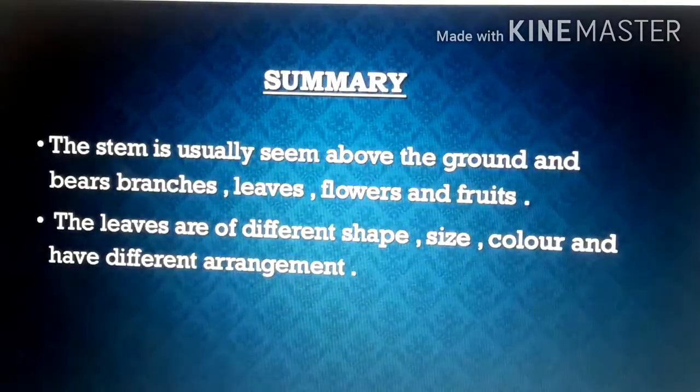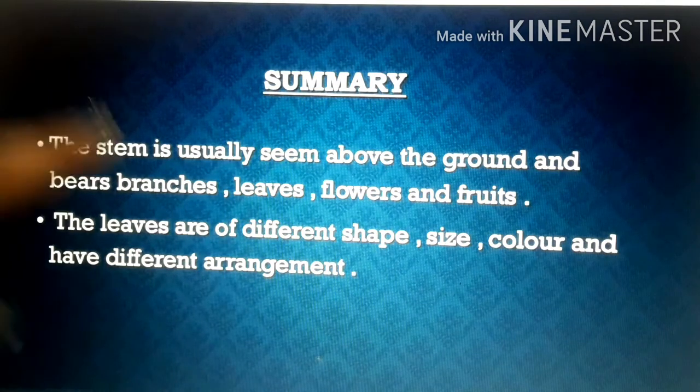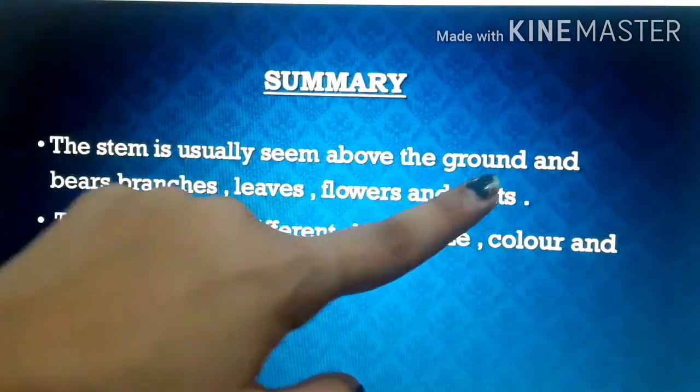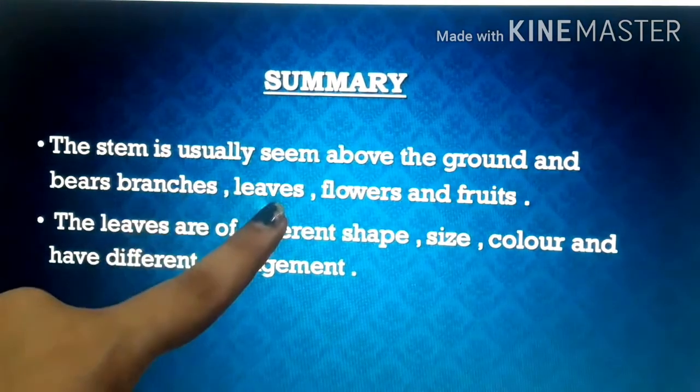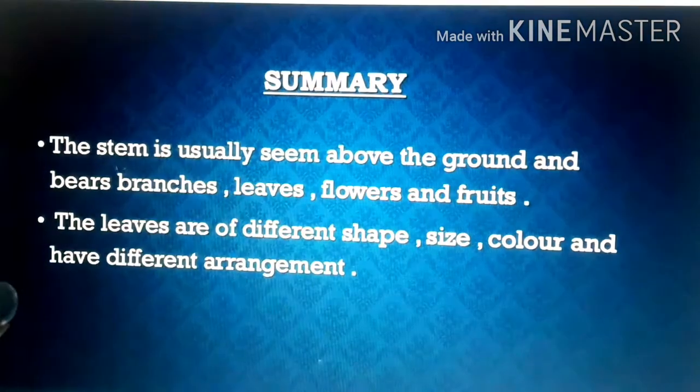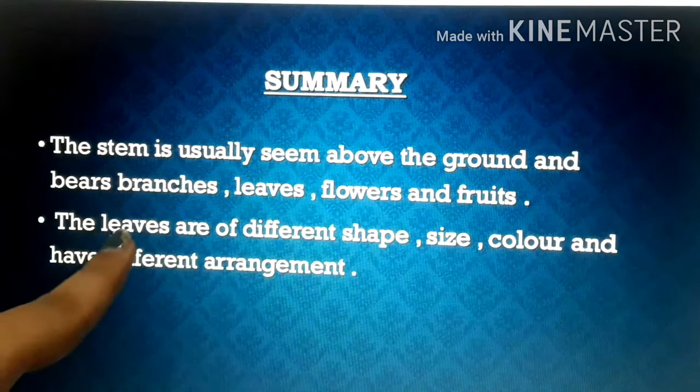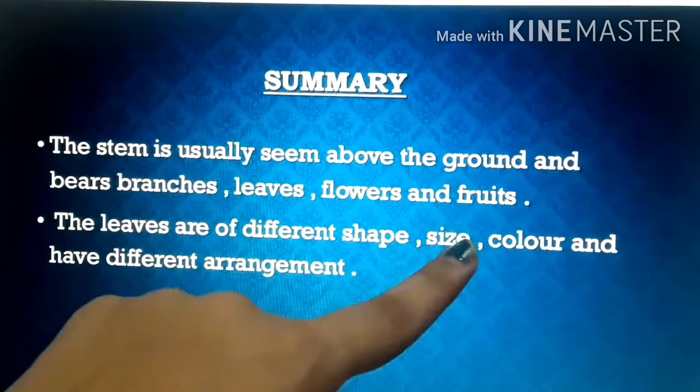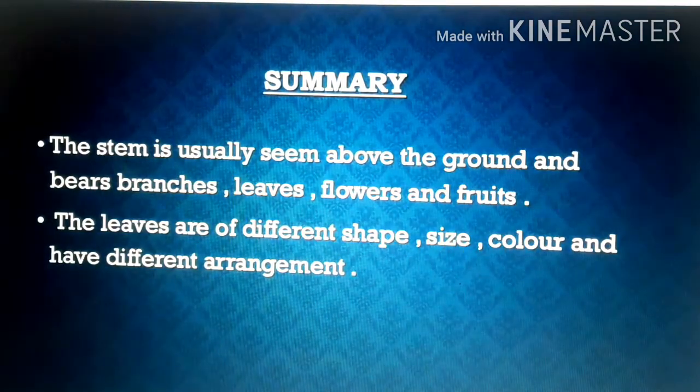So let's summarize what we have studied today. The stem is usually seen above the ground and bears branches, leaves, flowers and fruits. Second, the leaves are of different shape, size and color and have different arrangements. So you read this topic, children. If you find any difficulty, you can ask me.